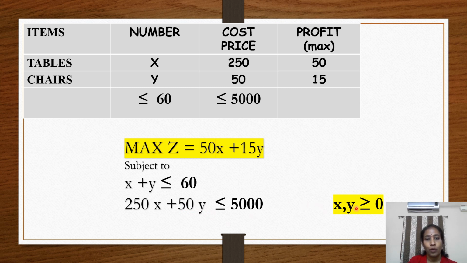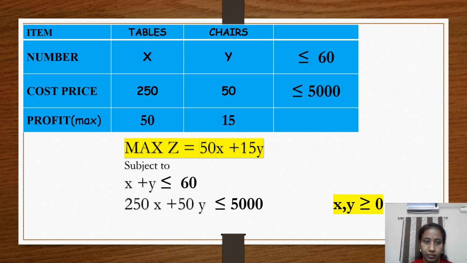And then X and Y should be greater than or equal to 0 because I cannot prepare a negative number of tables or chairs. Can I prepare minus 10 tables? Can I prepare minus 8 chairs? No, not possible. So X and Y should always be greater than or equal to 0. So I write X, Y greater than or equal to 0 here.